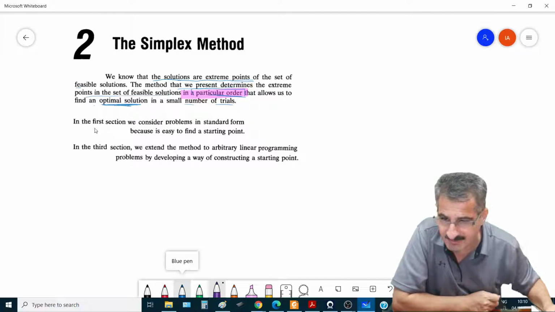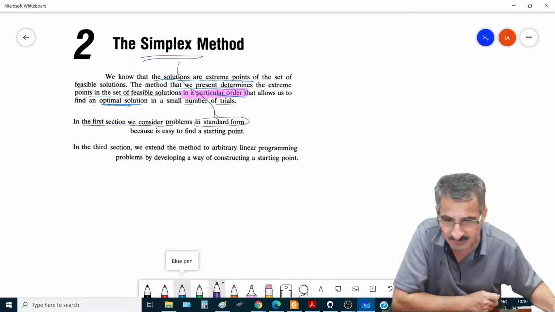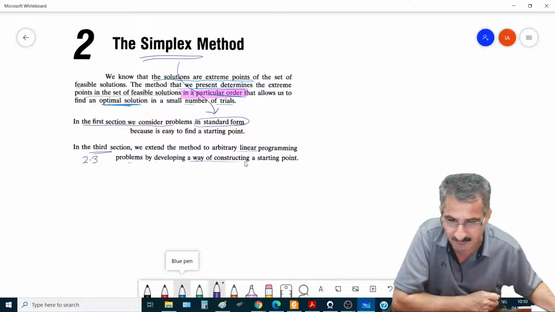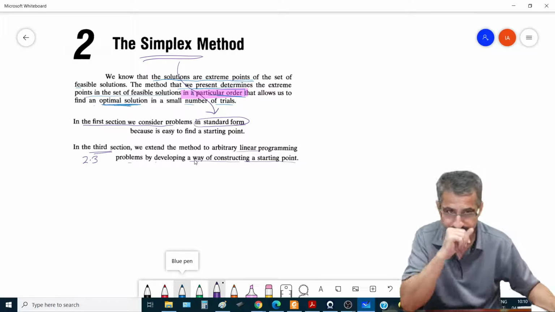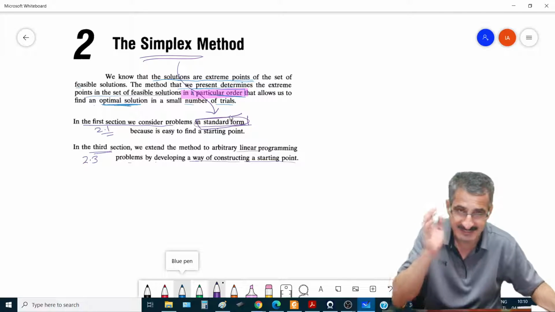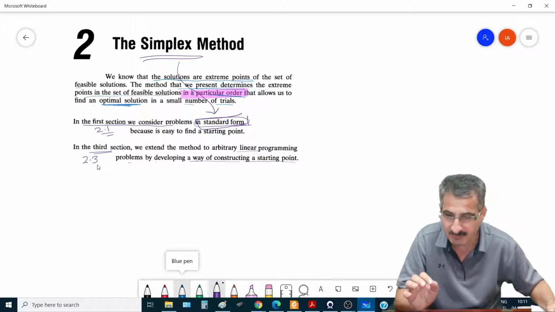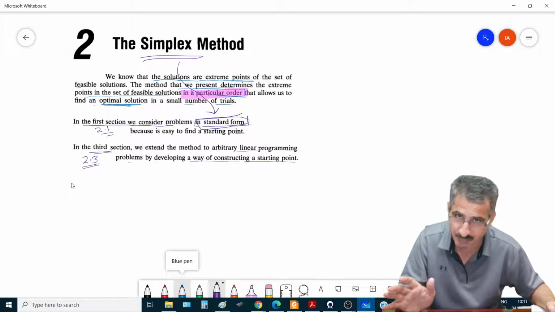So let's see. In this section we will consider problems in standard form only. So we will work the simplex method in this section for the standard form. In section 2.3, we extend to arbitrary linear programming problems by developing a way of constructing a starting point. So in section 2.1, we will work with linear programming problems in standard form. If the problem is not in standard form, then we will learn how to work with that in section 2.3.